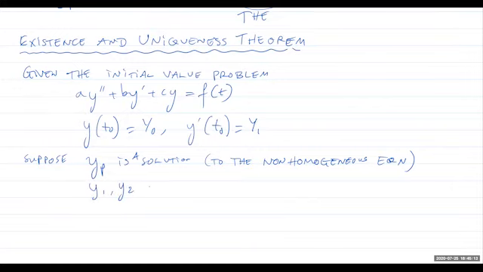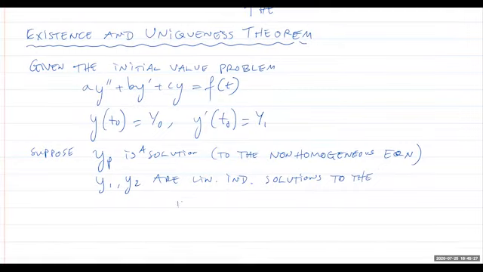And suppose that we have y1 and y2 as the linearly independent solutions to the homogeneous equation. We already know from solving the homogeneous equation that a linear combination of y1, y2 is the general solution to the homogeneous version. And suppose there are solutions in some interval I that contains the point t0.